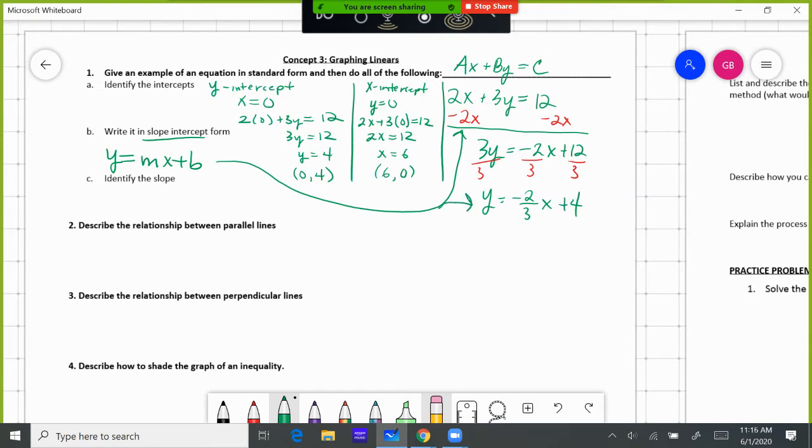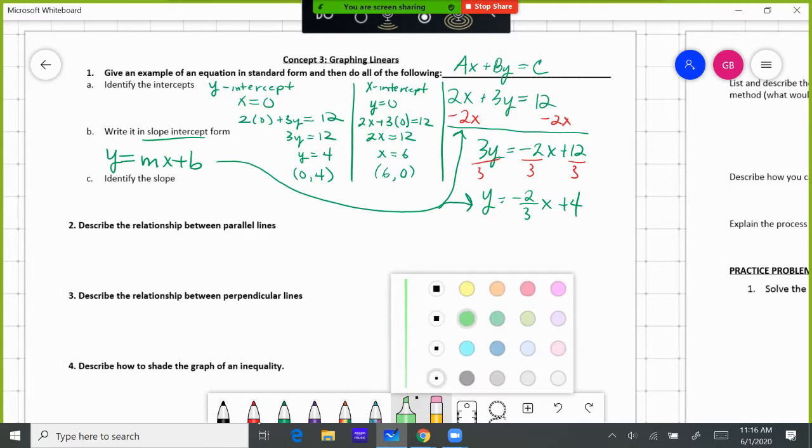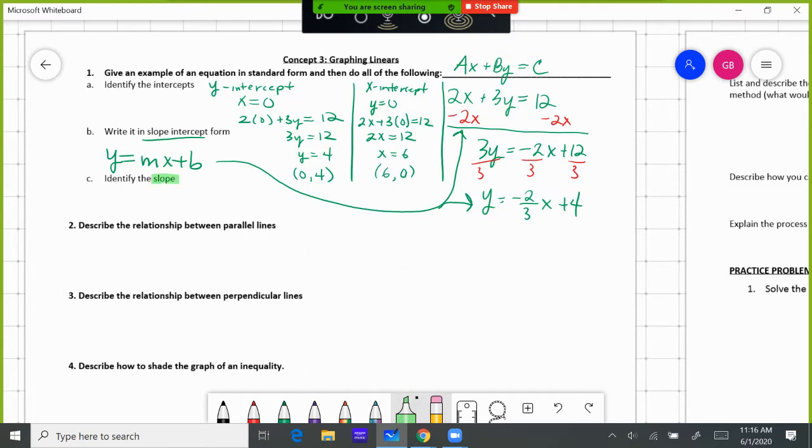That's the slope-intercept form. Once you have it in this form, it's very easy to find the slope. The slope is the number next to the x. So m is equal to negative 2 over 3.